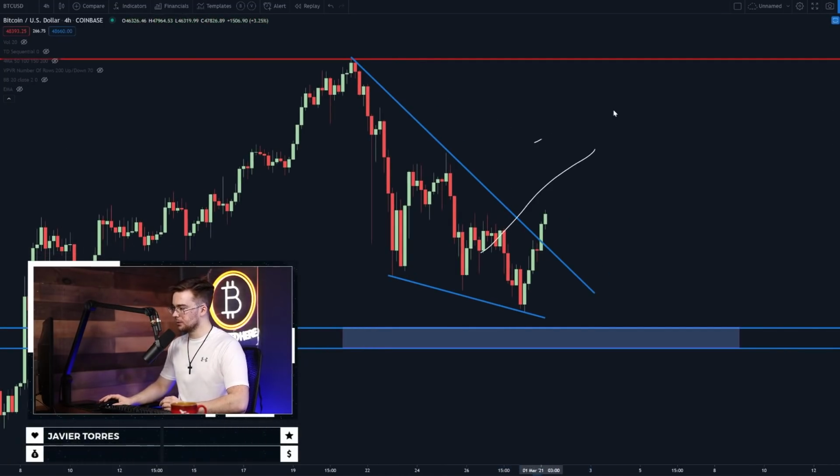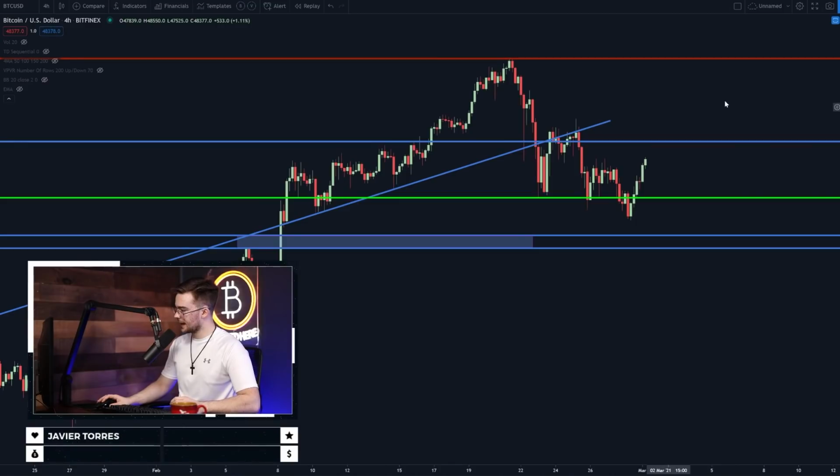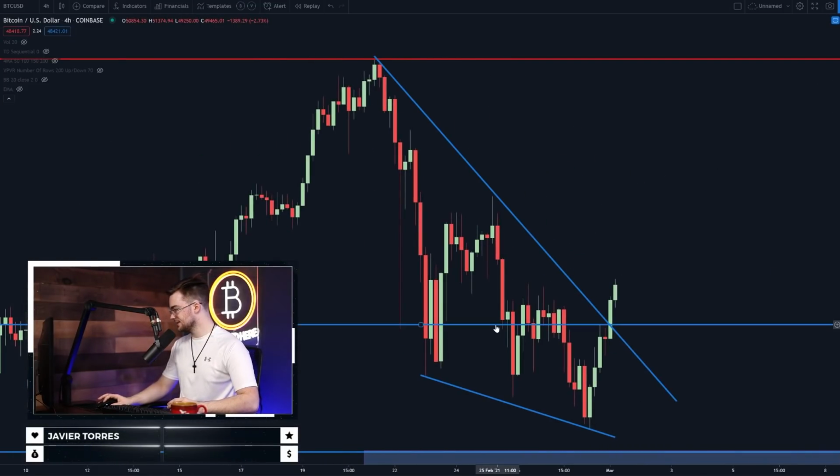These normally break bullish about 70% of the time. Guess what we have done, guys? We've broken bullish. Those are some of the levels of support and resistance we want to look at. I also want to show you another level of support, which sits at $45,000.